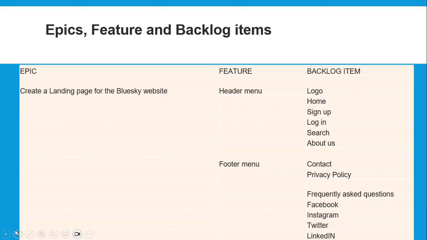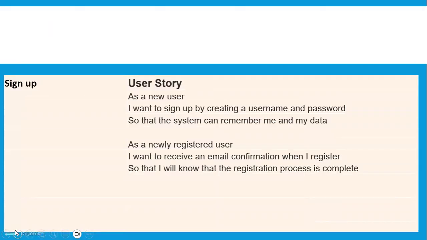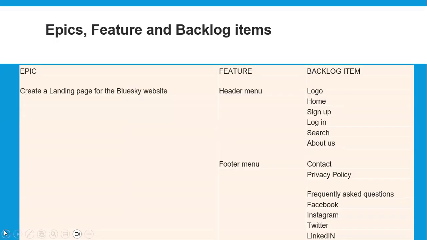Okay. Now, this is an example of a user story for sign up. If you look back again, remember we said one of the user stories under this feature is sign up. Under the header menu, we had logo, home, sign up, login, search, and about us. So we want to see an example user story for sign up.